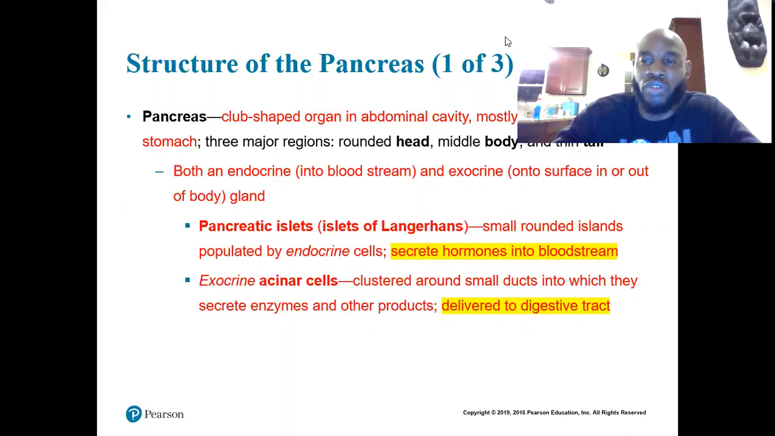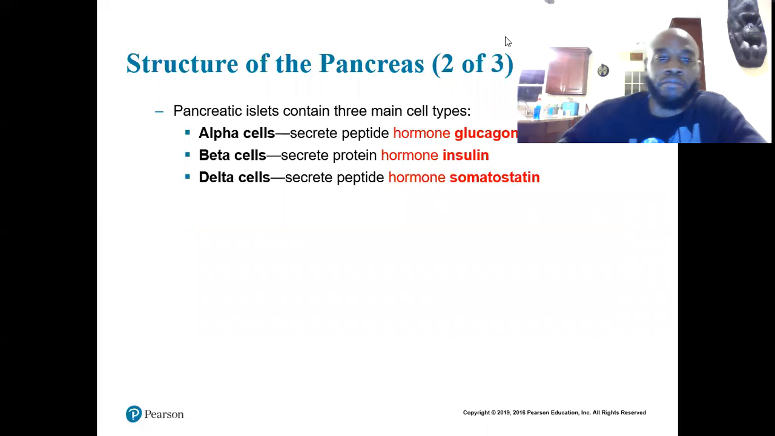But for the purposes of this chapter, we're going to be focusing on the hormones of the pancreas. All right, so you have the pancreatic islets, which contain 3 main cell types: alpha cells, which secrete the glucagon; beta cells, which secrete insulin, which everybody I'm sure has heard of; and delta cells, which secrete somatostatin.